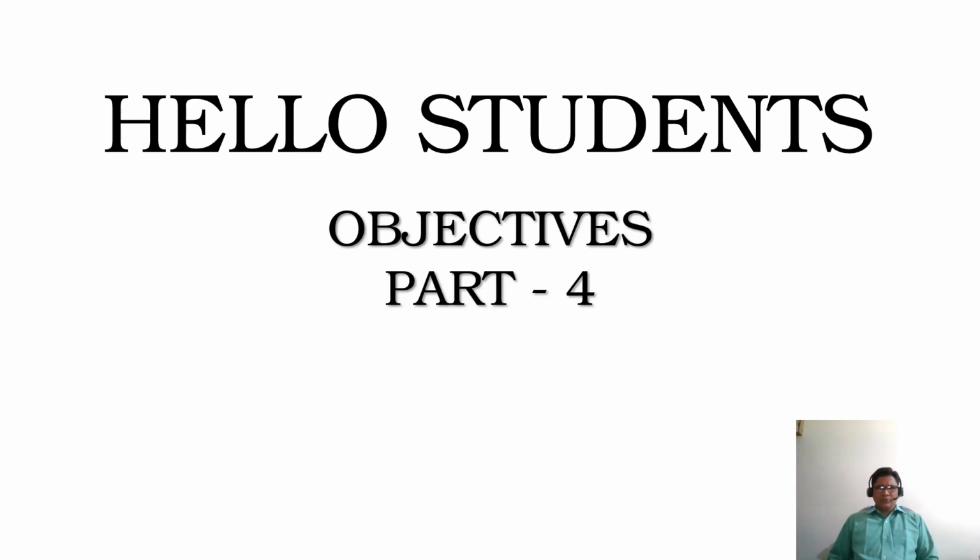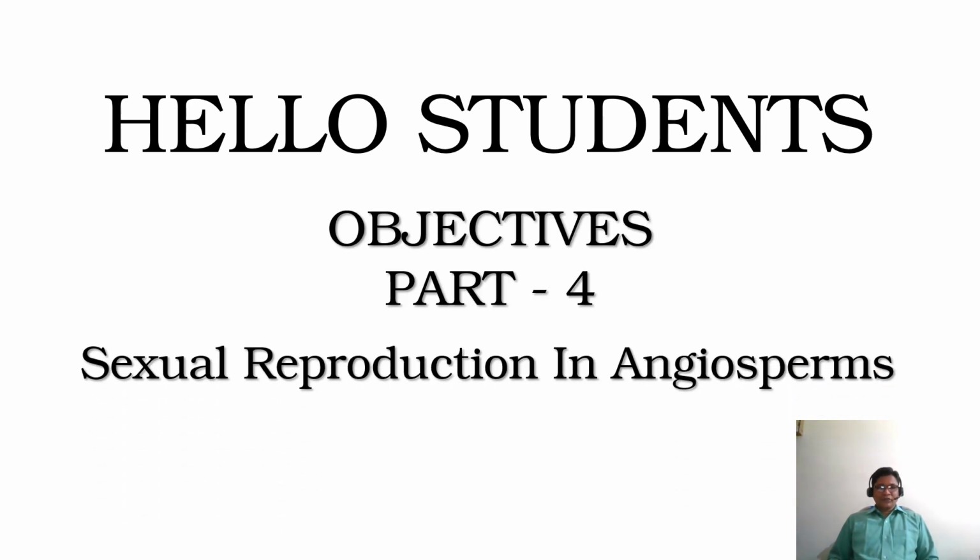Hello students, welcome back. Today we are going to discuss objectives, part 4 from sexual reproduction in angiosperms. Page number 44, question number 16. The question is, the innermost wall layer of pollen sac is tapetum.